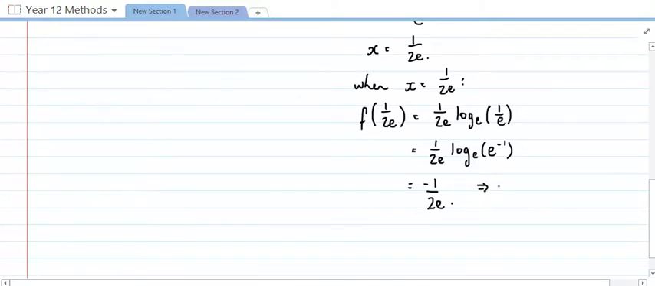And this gives us the coordinates then of 1 on 2e and negative 1 on 2e. That's quite nice. Anyway, I'll pause here again and get the next question set up. Hopefully we'll get through this one in this video.